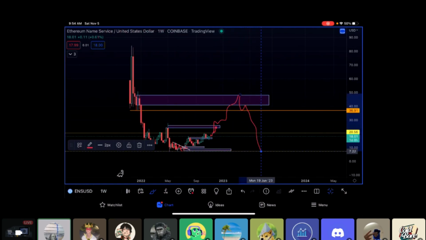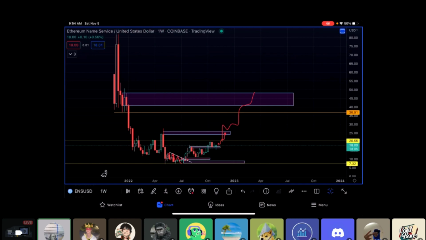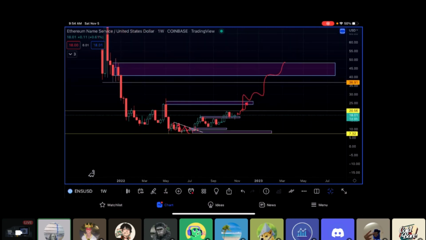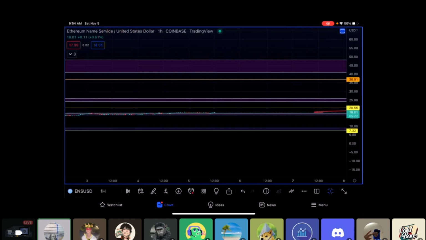And then it will come down, whatever it may be. Next level is here. So you have to always identify the next level, the next key level. Where's the next pullback? Where's the next retest? You know?